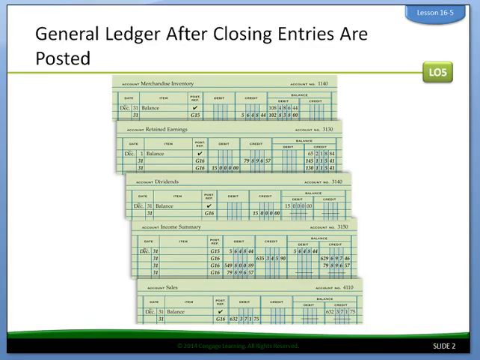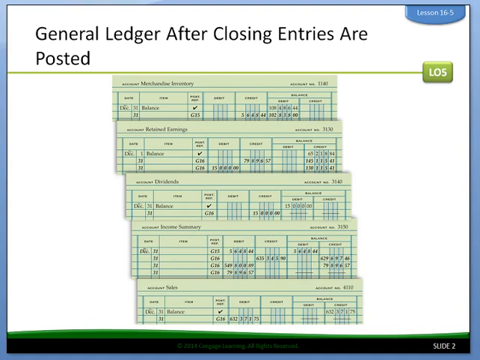Closing entries do not change asset and liability accounts such as merchandise inventory. Revenue, cost, and expense accounts such as sales have zero balances. Three closing entries affect income summary. The $635,345.90 credit closes the credit accounts. The $59,889 debit closes expense accounts.